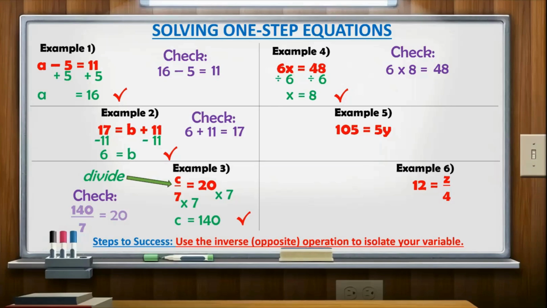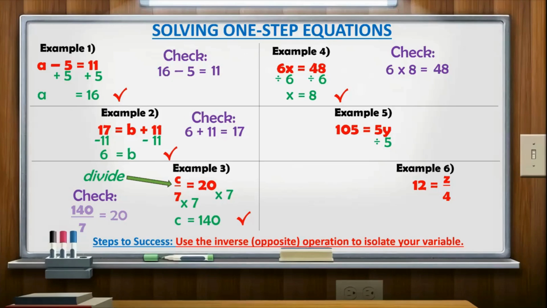So again, we ask ourselves, what does this mean? And this means 5 lots of y, or 5 times y, is equal to 105. So using my steps to success, I want to do the inverse operation to isolate my variable. And again, I'm going to do this by doing the inverse of multiplying by 5, which is to divide by 5. So this allows me to cancel out the 5's in order to get my y on its own.